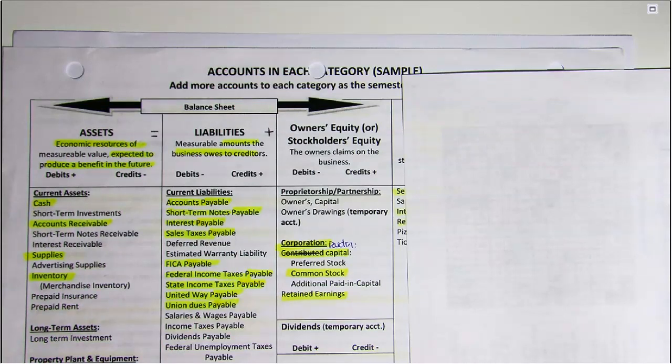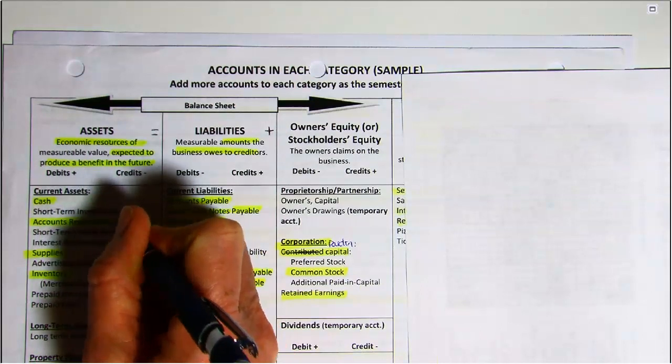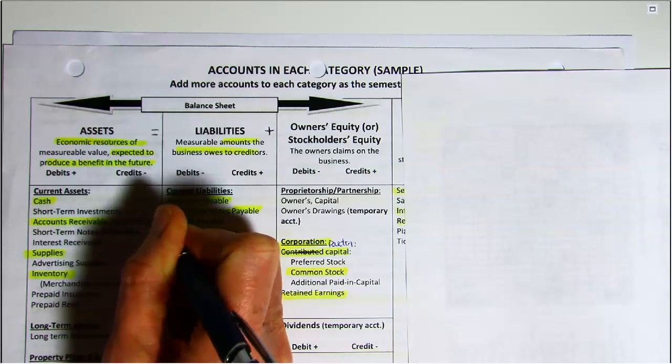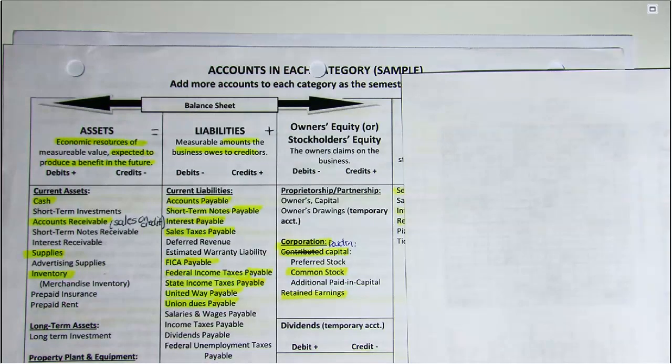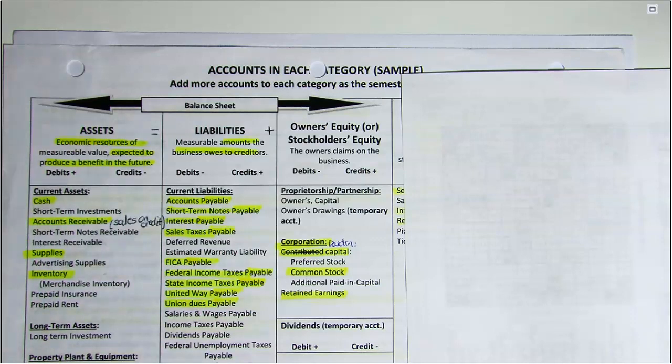Investments that are short-term investments. These are things that you could immediately sell and get cash for. Accounts receivable. Now, you might want to make a note on your document that explains that these are sales on credit. When you sell goods or services and customers don't pay, you would record that information in this account called accounts receivable. That's where we keep track of money that people owe us. And you have a right to receive that, so that's an economic resource.